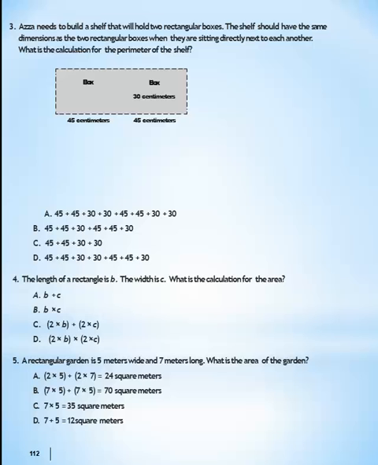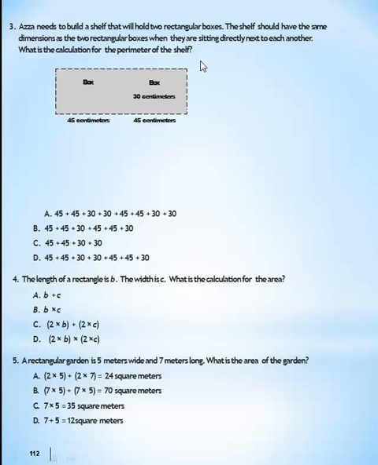Azza needs to build a shelf that will hold 2 rectangular boxes. The shelf should have the same dimensions as the 2 rectangular boxes when they are sitting directly next to each other. What is the calculation for the perimeter of the shelf?